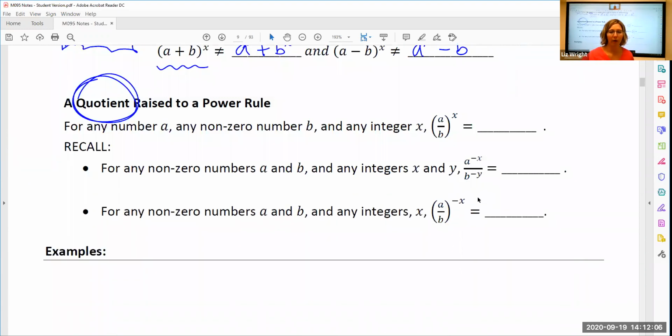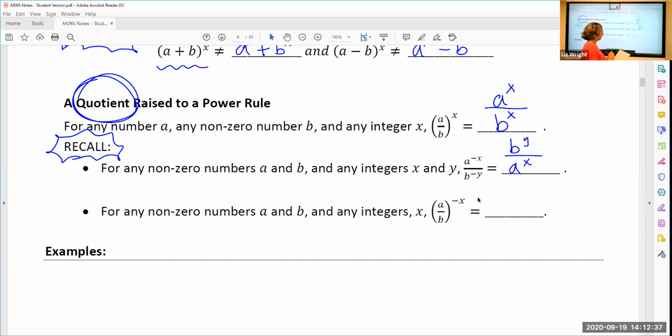All right, so what's the rule if we have a quotient? If we've got a quotient, it's going to be a to the x all over b to the x. Recall, we've already done this rule, but remember, for any non-zero numbers a and b and any integers x and y, if I want to rewrite them so that those exponents are positive, they flip places. So we're going to have b to the y all over a to the x. And so that's going to be your final answer on that one.